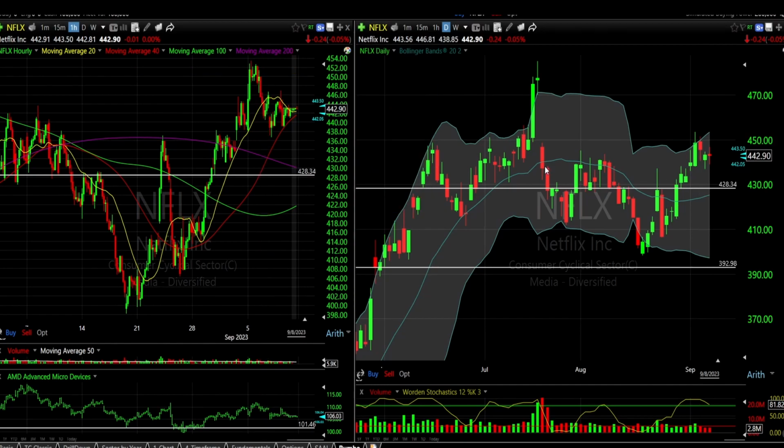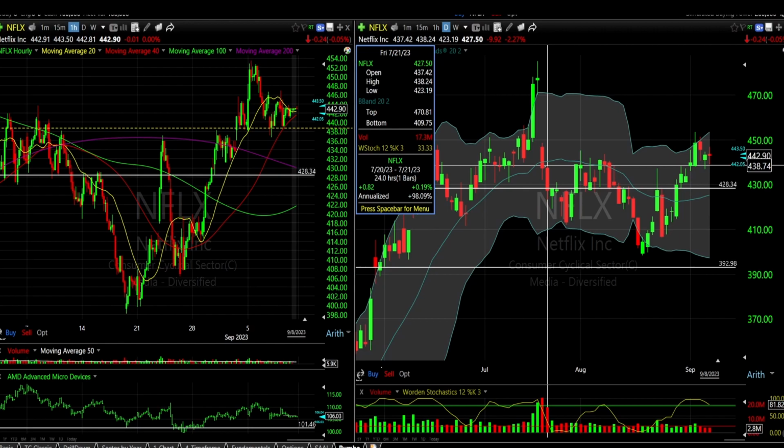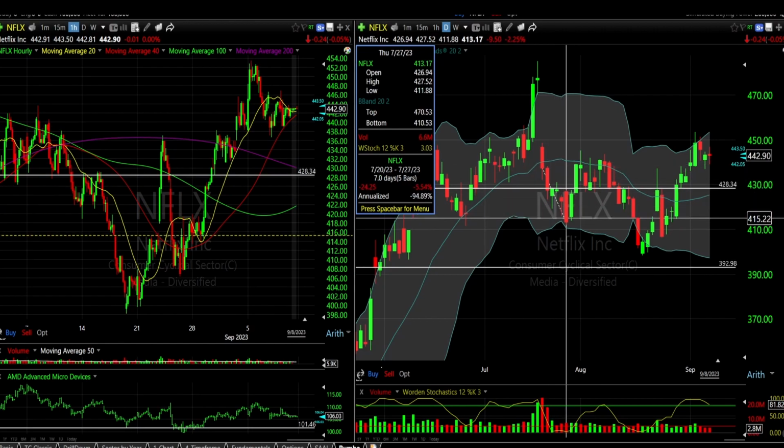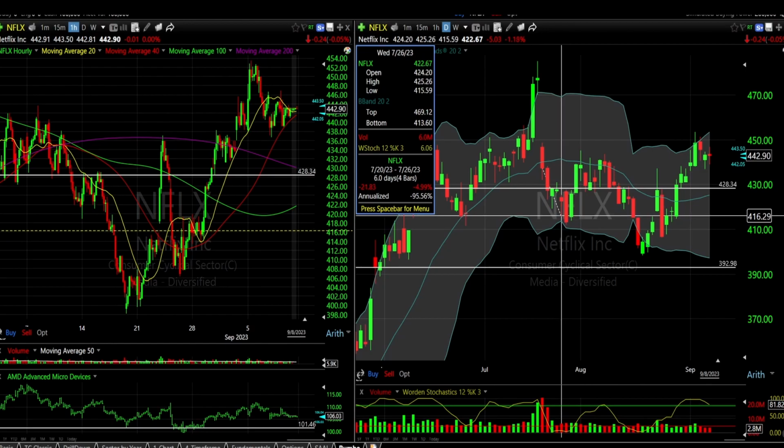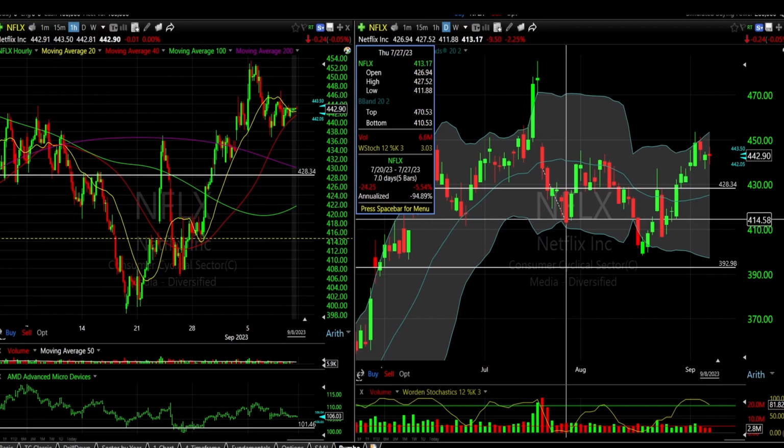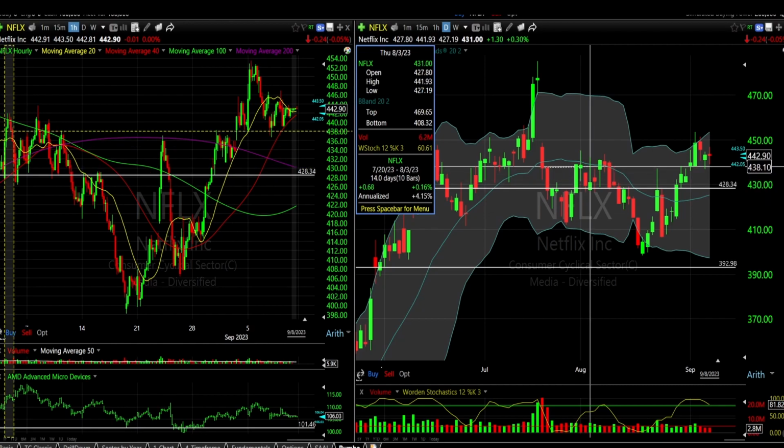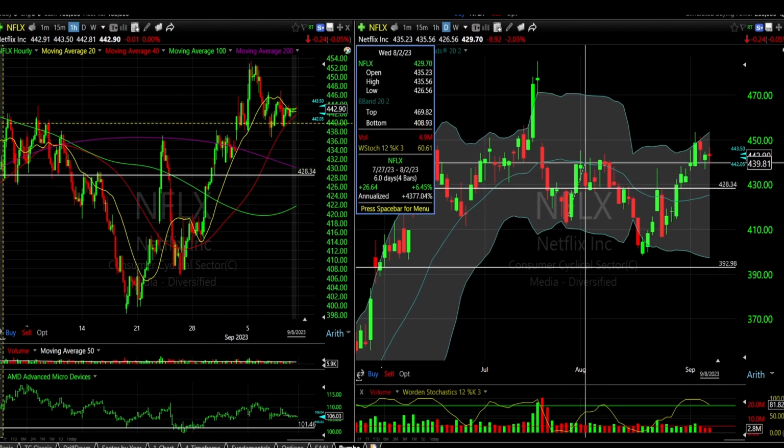Now, same thing happened here. It broke the middle line and went from $439 all the way to $415, a 24-point put, and it went all the way down to the edge. This strategy is absolutely incredible. And then, as you can see, it went from $416 to $439. Absolutely incredible points, incredible profits.